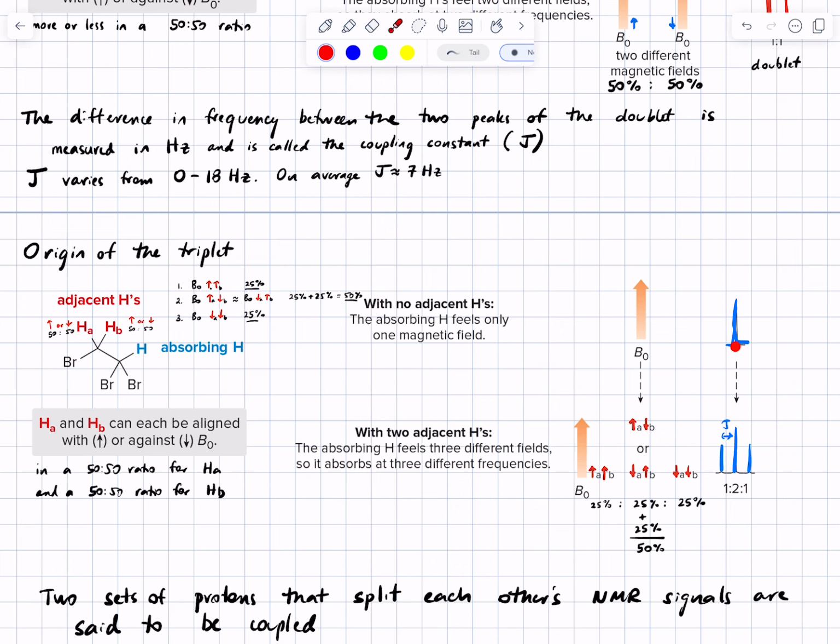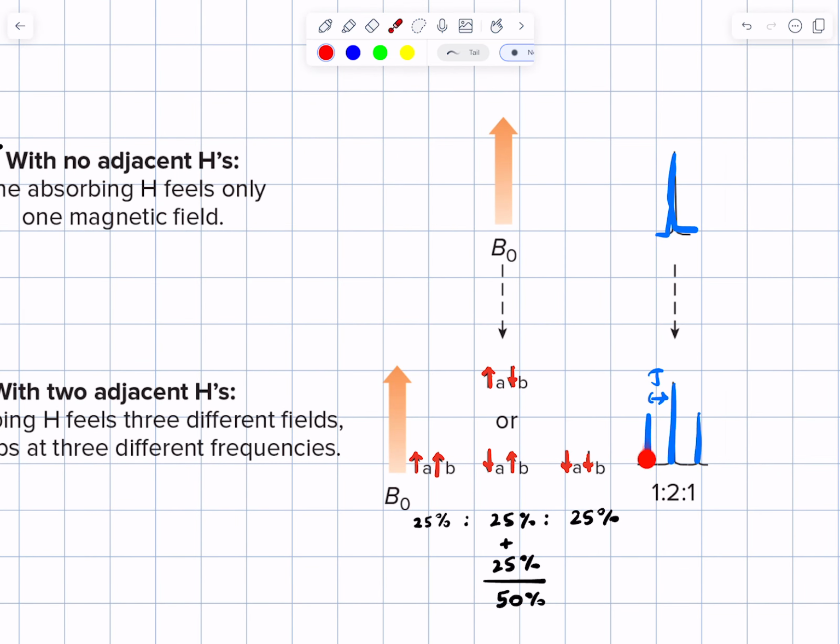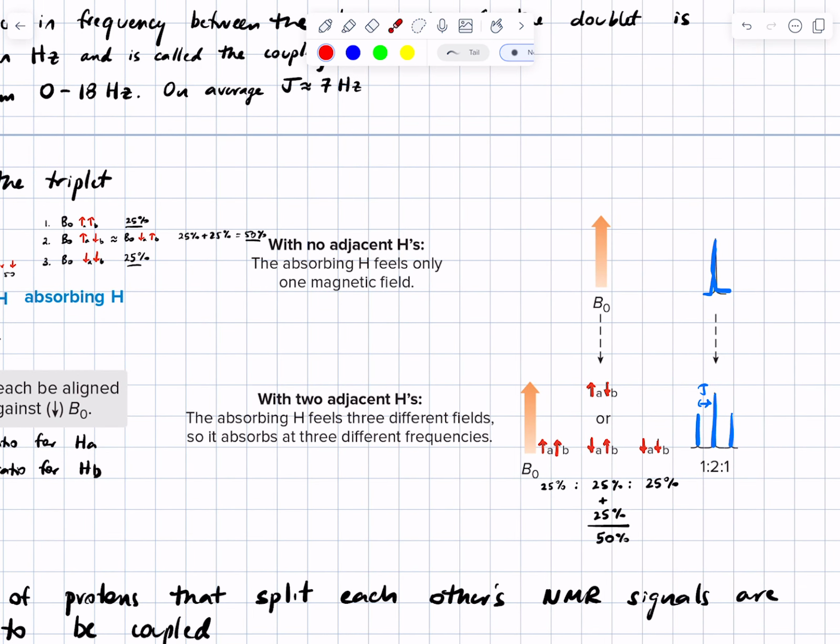The peak for the blue proton is split into a 1 to 2 to 1 ratio. The peak here comes from the 25% of cases where both magnetic moments for A and B are aligned with the external magnetic field. So the blue proton experiences a larger magnetic field in 25% of cases, and so it shows up at this slightly higher chemical shift. Then in 50% of cases, the blue proton experiences just the external magnetic field itself, because the impact of the magnetic moments for A and B cancel each other out. That's 50% of cases, so that's this peak here. And then the third peak is where both magnetic moments for neighboring protons A and B are aligned against the magnetic field, and that gives you the 1 to 2 to 1 ratio of peaks. That is a 1 to 2 to 1 triplet.